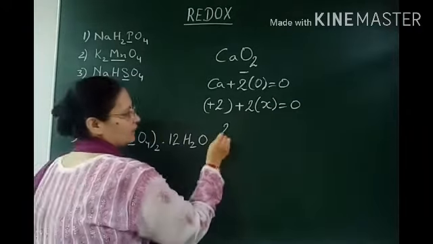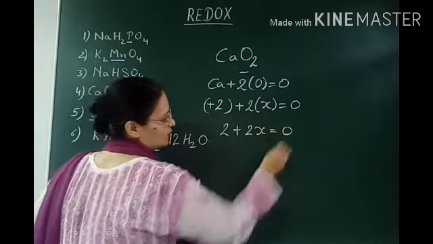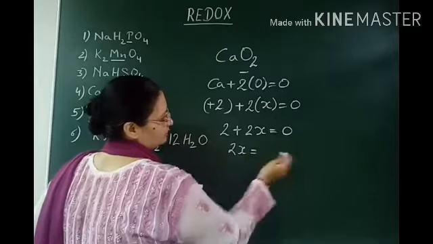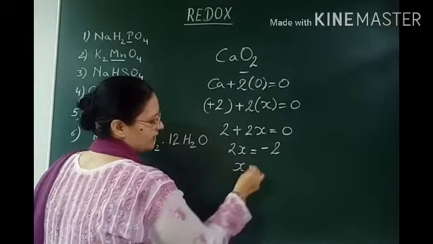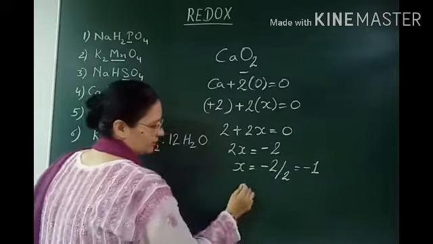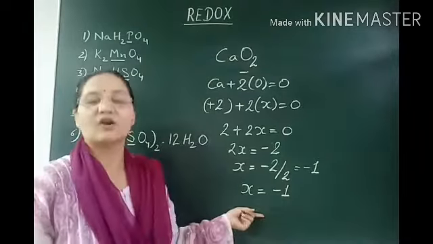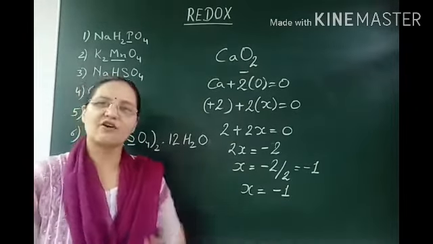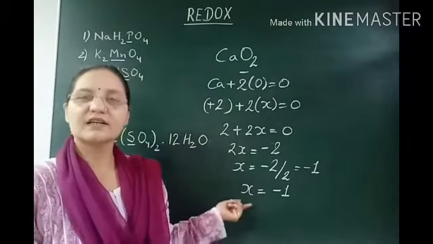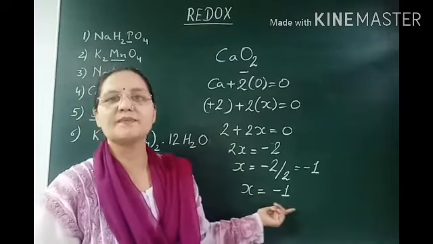2 plus 2X is equal to 0. 2X is equal to -2 and X is equal to -2 by 2, that is equal to -1. Here we can say that oxygen is having oxidation state -1, not -2, as we have already studied in our previous rules that for oxygen, if it is forming any peroxide, then the oxidation state of oxygen must be -1.